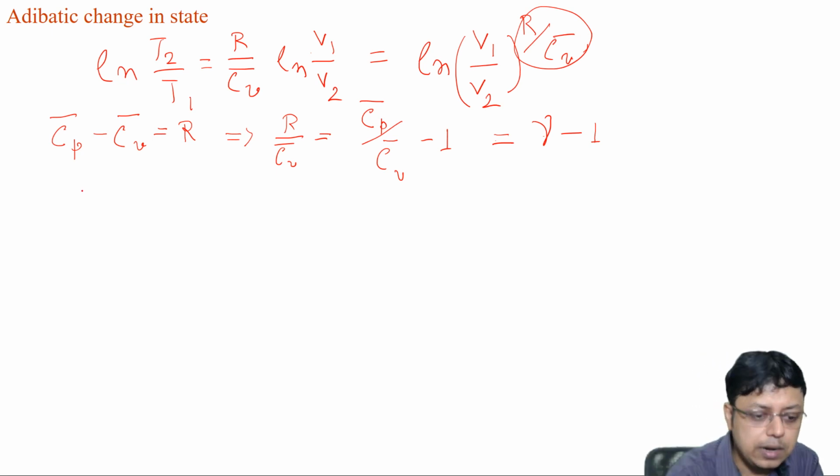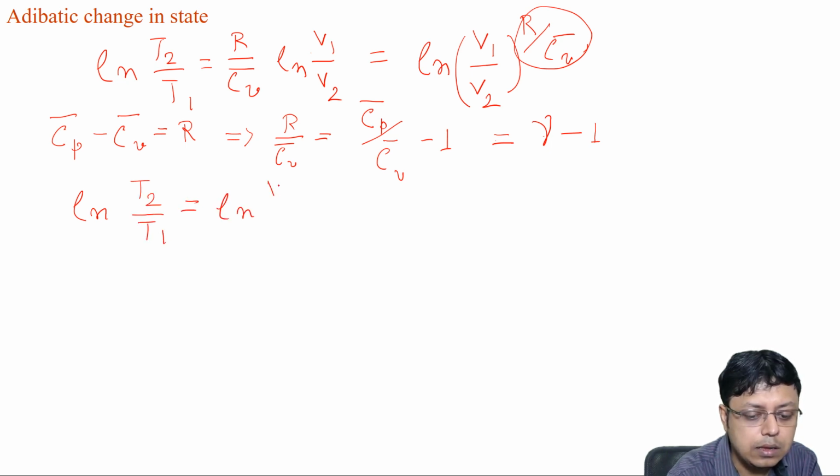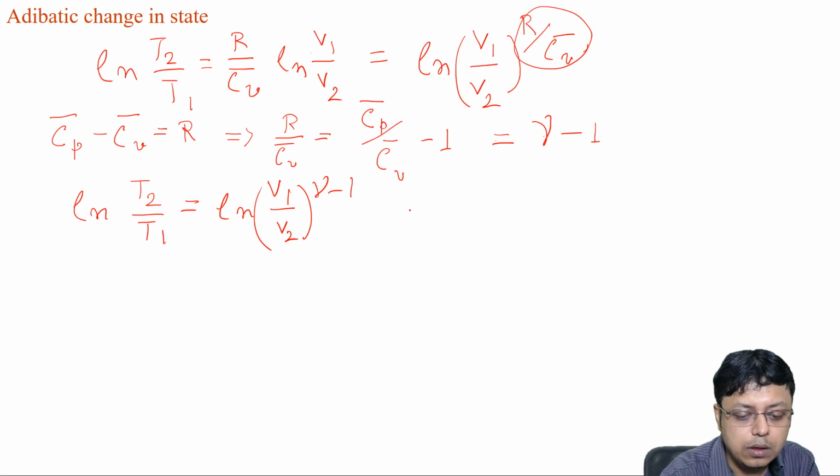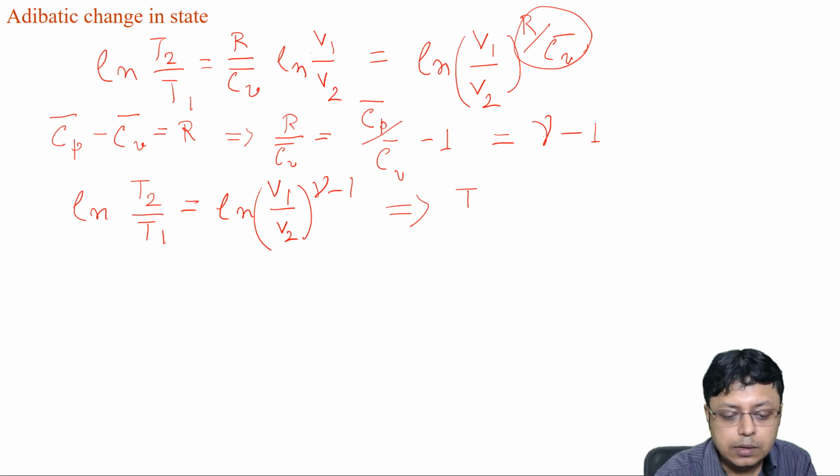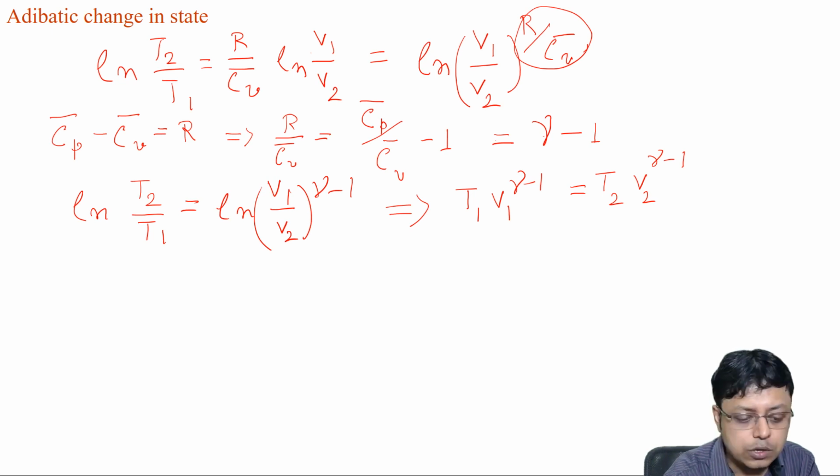So we can rewrite that ln T2 by T1 is ln (V1 by V2) to the power gamma minus 1, or we can get rid of this ln and write T1 V1 to the power gamma minus 1 is nothing but T2 V2 to the power gamma minus 1. So we get a very interesting relationship that T V to the power gamma minus 1 is constant.